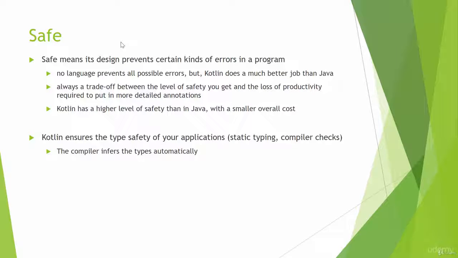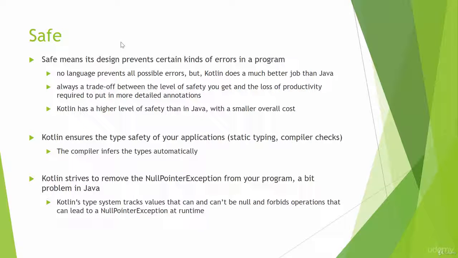So Kotlin ensures the type safety of your applications. We're going to talk about static typing and compiler checks, but Kotlin will infer types automatically. In Java, you have to declare data types that are associated with variables, int, float, double. In Kotlin, you don't always have to do this. Depending on the data that you assign to the variable, the compiler will automatically understand the data type. So this type inference is a big deal, and you're going to notice that when we start writing some code. And also, type safety is automatically checked by the compiler because of the statically typed language.